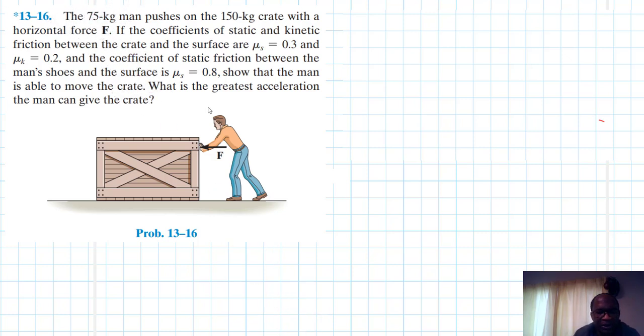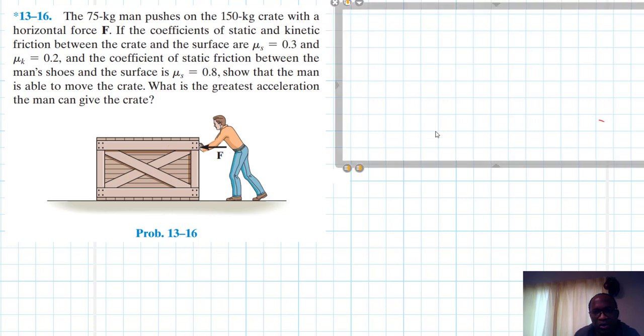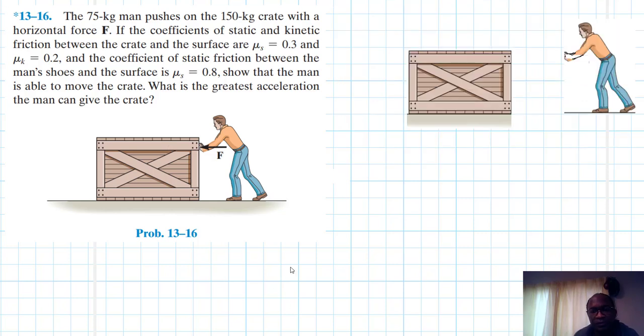So let's separate the man from the box, and if we do so, we are going to have the following. We've separated the man from the box, so we have a force exerted by the man, and the box exerting the force on the man. This is F, this is also F, so we need to find F from the man.